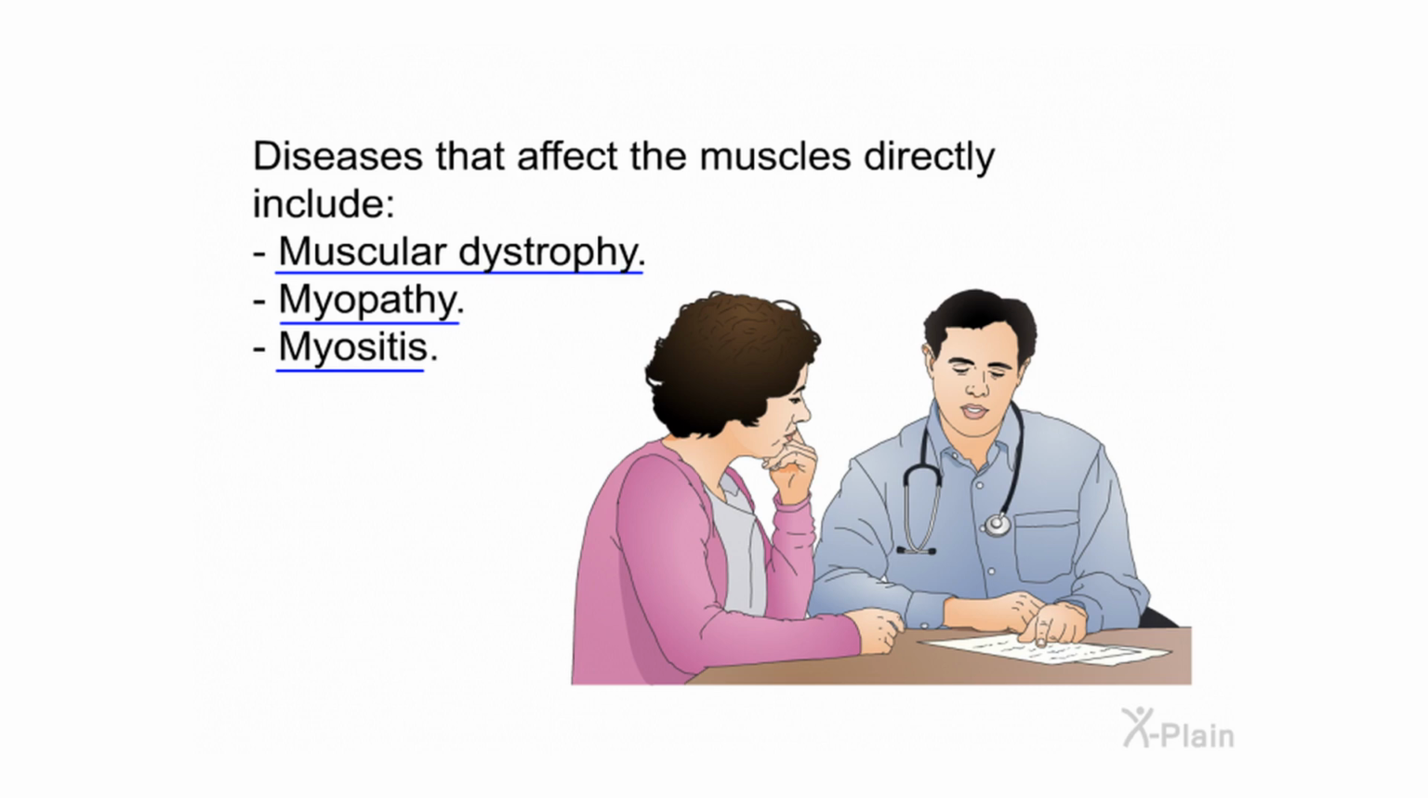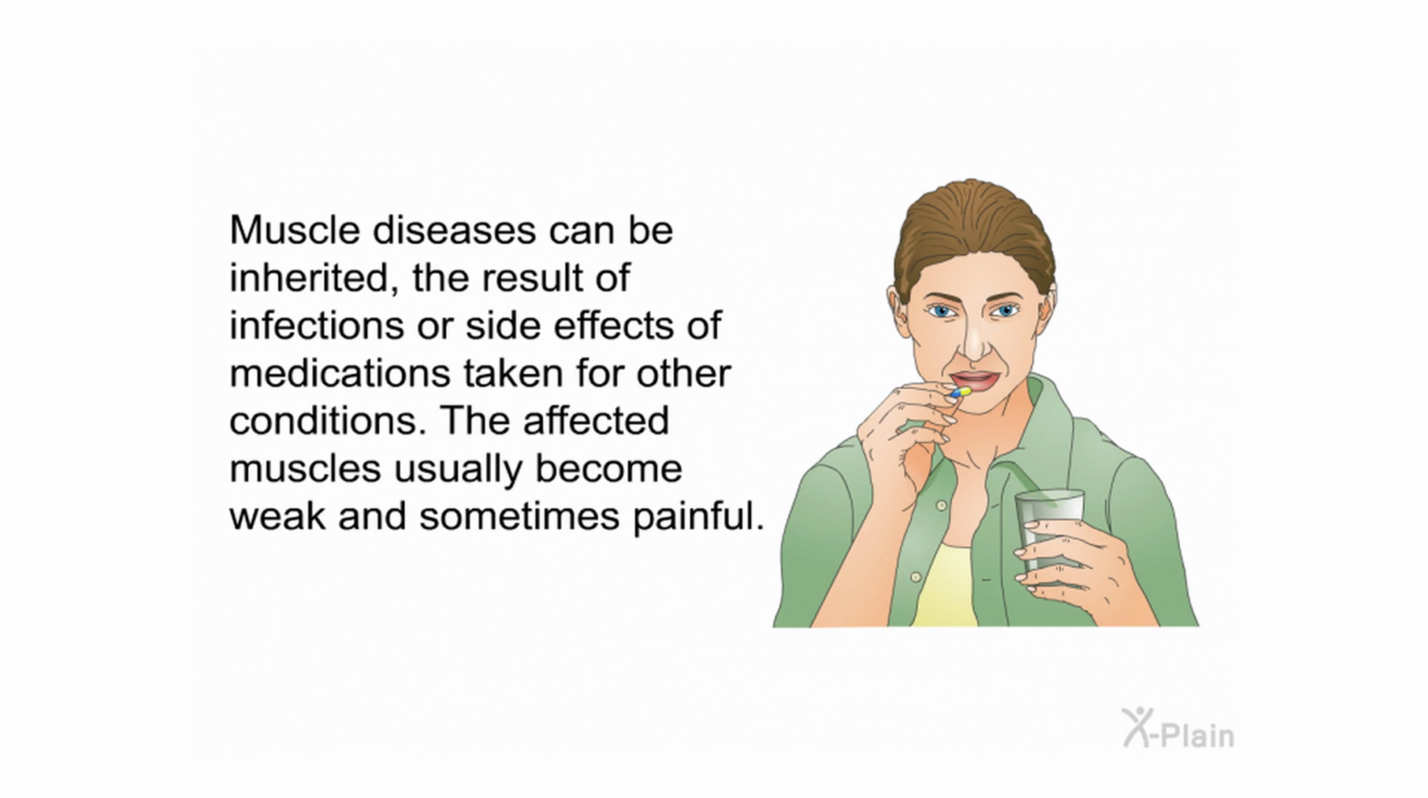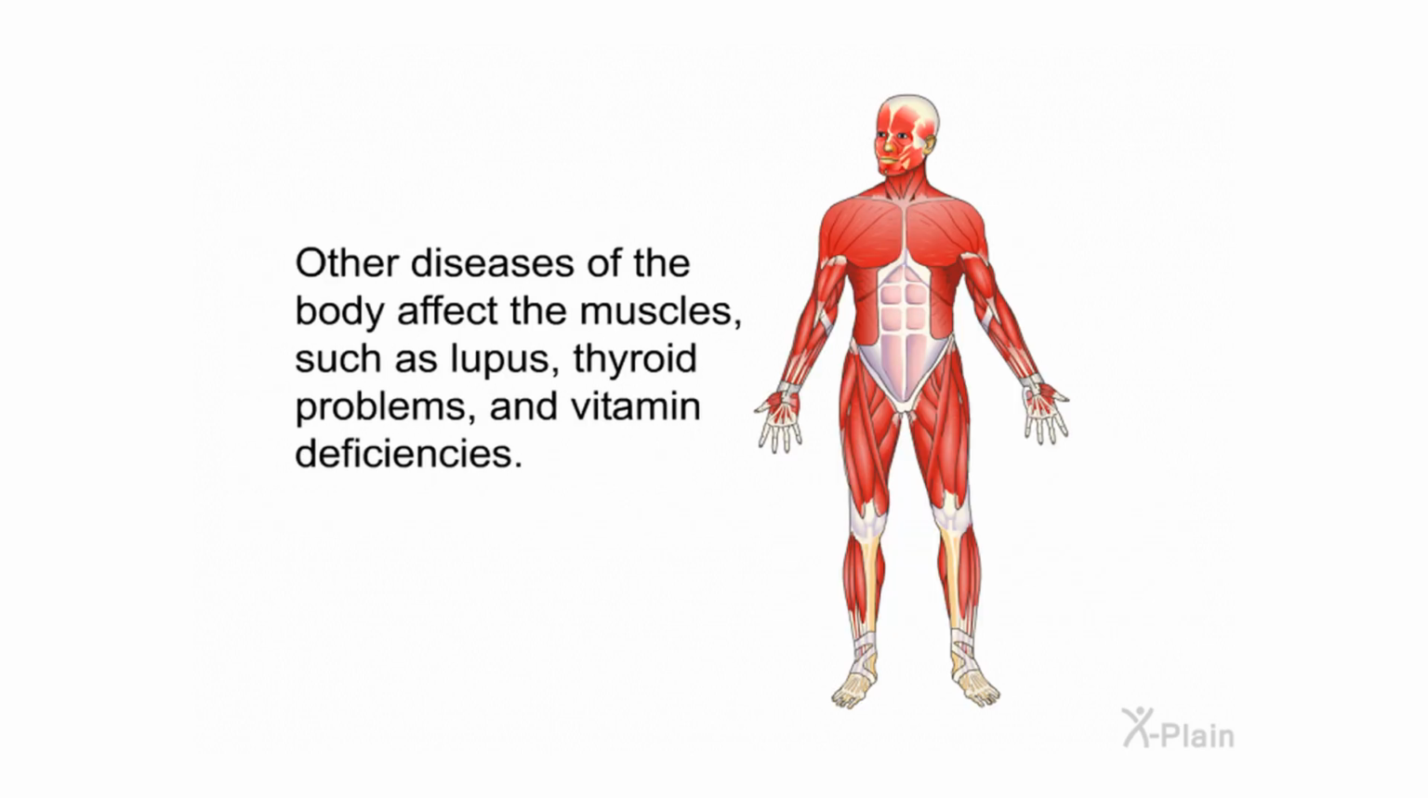Diseases that affect the muscles directly include muscular dystrophy, myopathy, myositis. Muscle diseases can be inherited, the result of infections, or side effects of medications taken for other conditions. The affected muscles usually become weak and sometimes painful. Other diseases of the body affect the muscles, such as lupus, thyroid problems, and vitamin deficiencies.